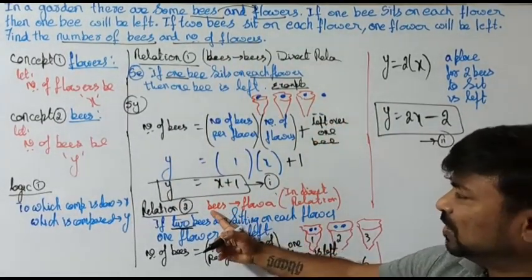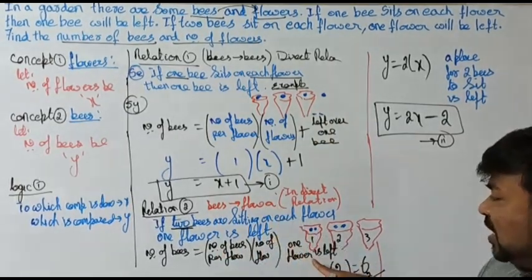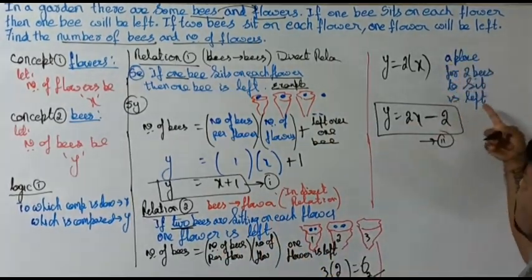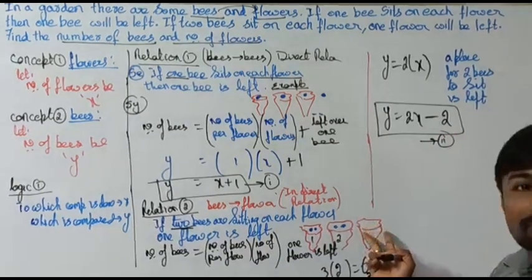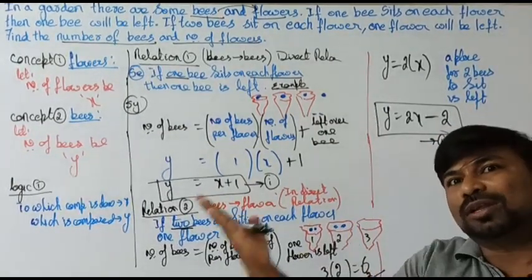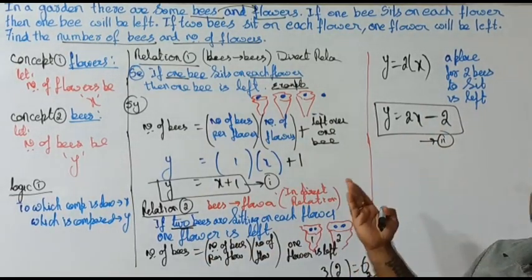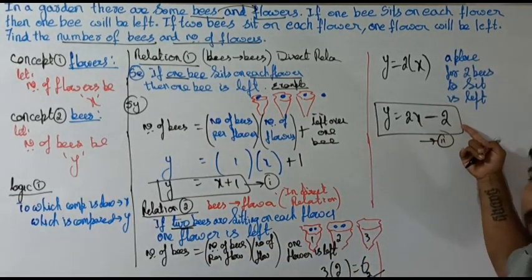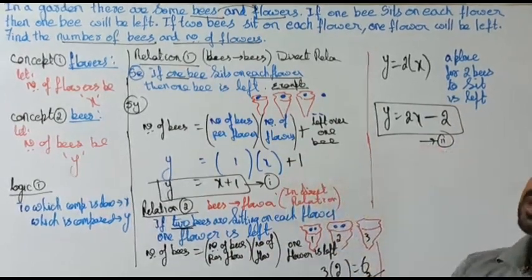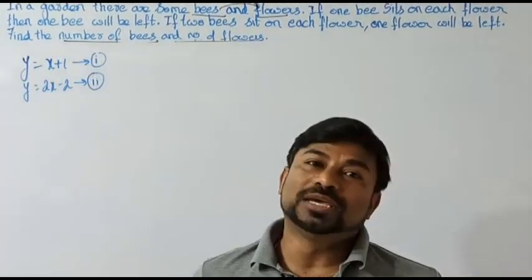Here the relation is between the bees and the flowers. Instead of taking a flower, I took the place of 2 bees. But they are not sitting. Therefore, from the total calculation, I have to remove a place of 2. Therefore, I have removed it. So I got the 2 equations. Yes, now we have the 2 equations.